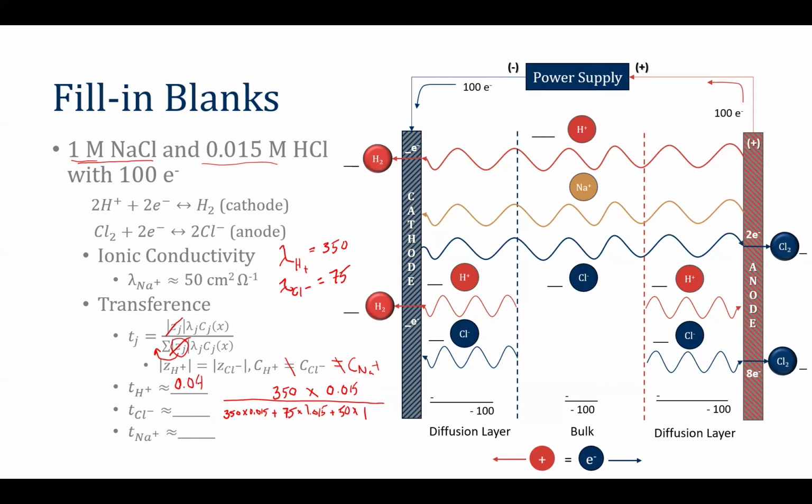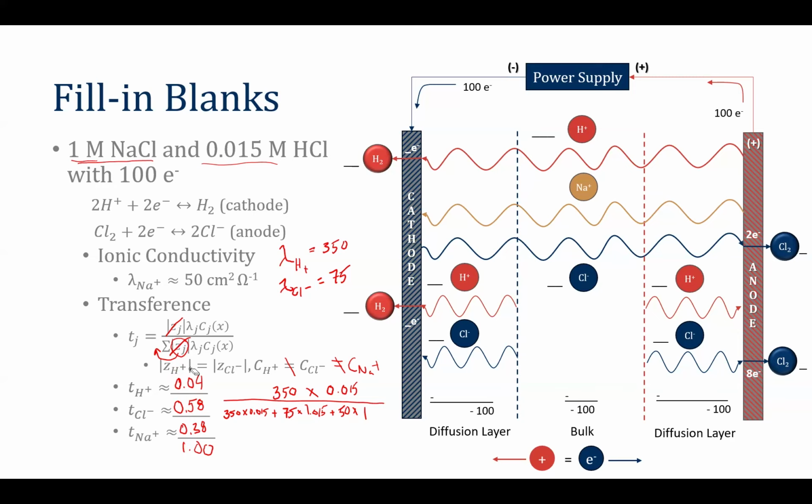My chlorine works out to be 0.58, and my sodium works out to be 0.38. So all these transference numbers should add up to 1, since it represents the fraction of the current being carried in the bulk of the solution by each species. So if I add this up, 8 plus 8 is 16 plus 4 will be 20, so that'll be 0. Carry my 2, I'll have 2, plus 3 will be 5, plus 5 will be 10. Carry my 1, and sure enough, I get 1 when I add those up. So that's a good check.